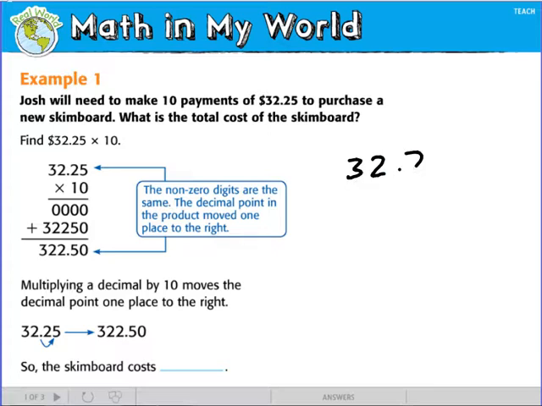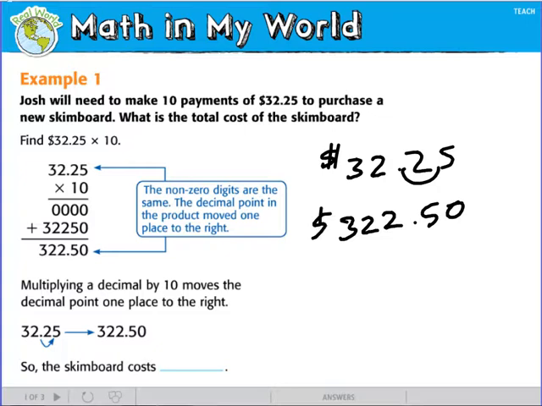You said I have to move it one place, right? So I'm going to do it over here on our own, and then we're going to go over and check everything out. So there I go. I have that, right? We're multiplying it by 10, so you said I move it once. There, right? Now this is dollars and cents, so I'm going to add a 0 after the 5. Okay? So, how much is that skimboard going to cost? $322.50.